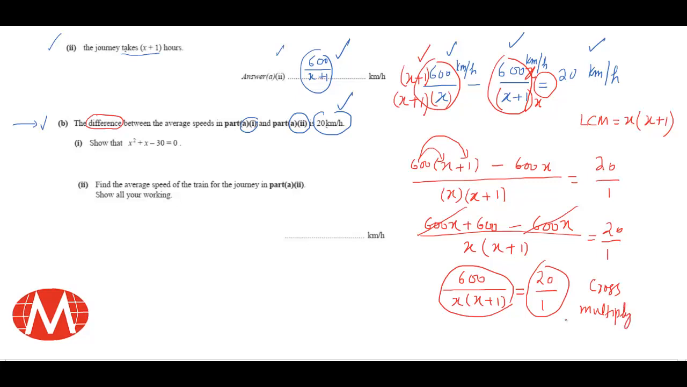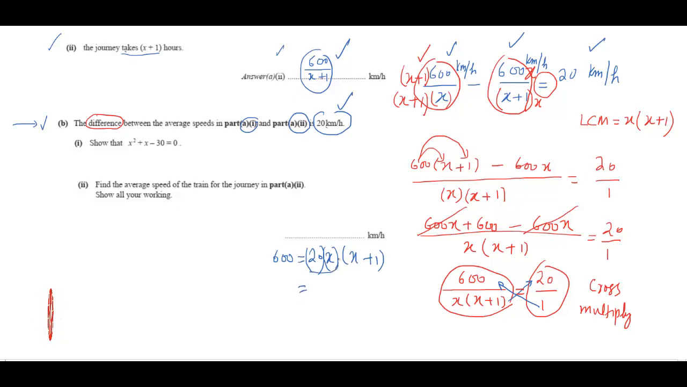Just doing the cross multiply, the fraction will be removed. So okay, let's do the cross multiply. Multiply 1 with this. This will give me 600. And multiply this with this. This will be 20 times x. Put the brackets. And then x plus 1.